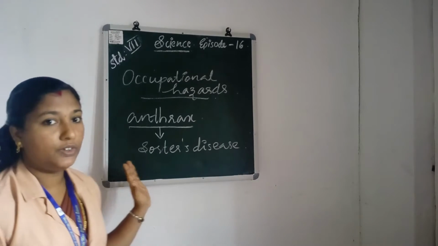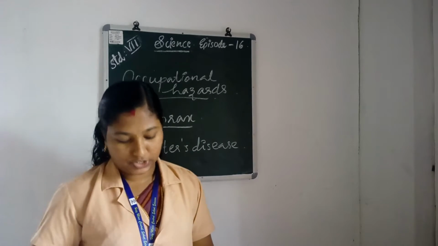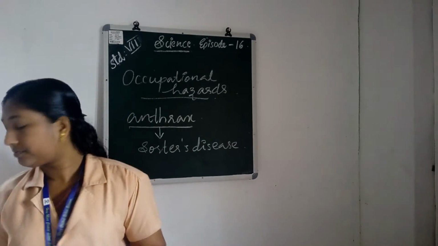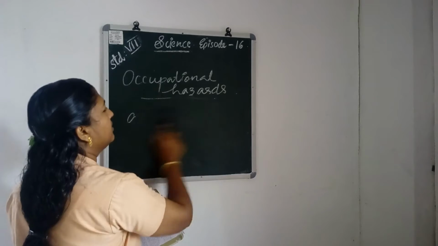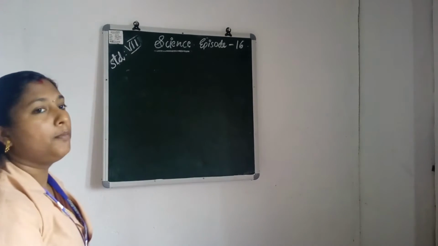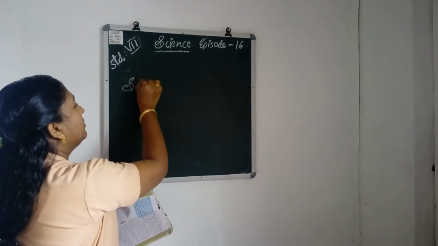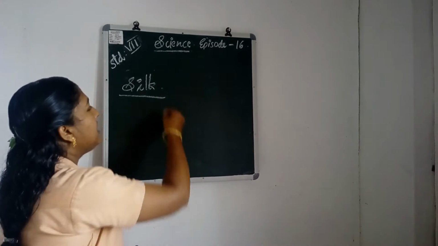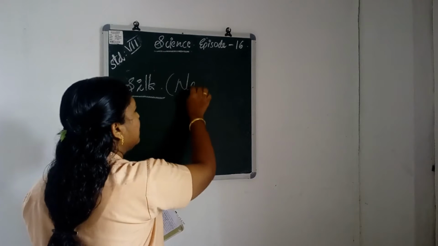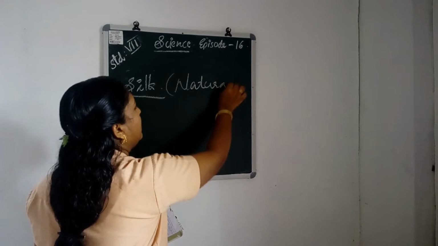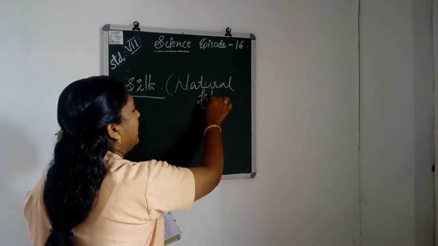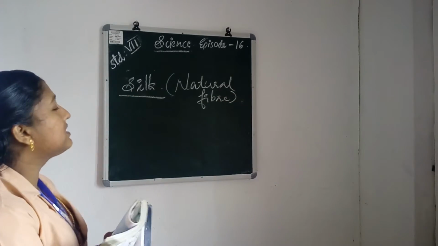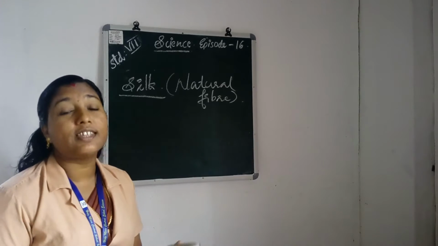Okay, did all of you understand? Then next we move on to the next topic, silk. We know that silk is a natural fiber. From where do we get silk? We get silk from the cocoon of the silkworm.